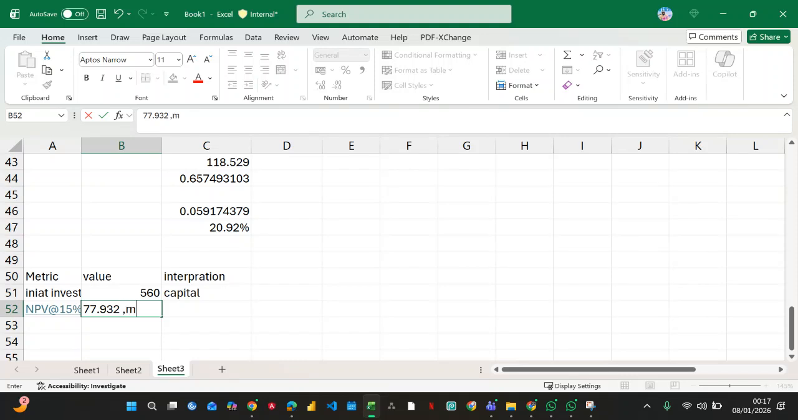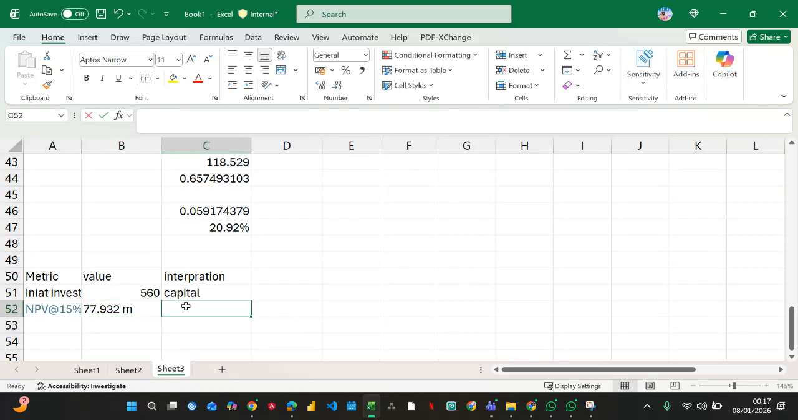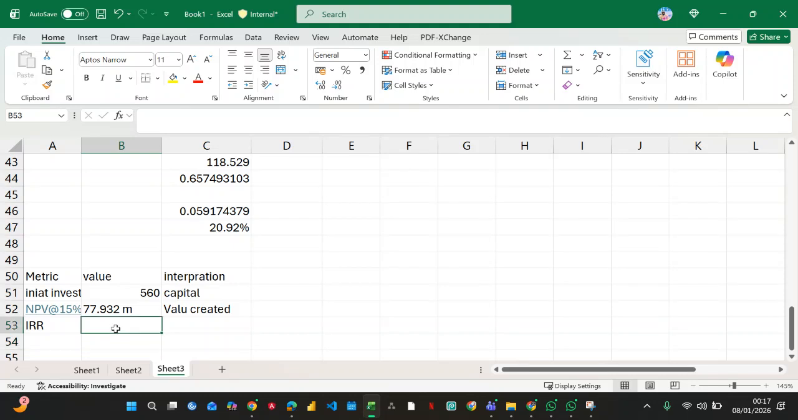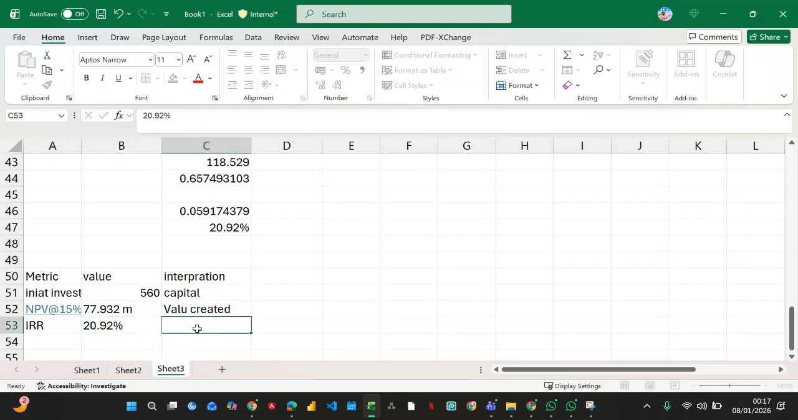NPV at 15%. You understand? So what did you get at this? You got 17 point 77.932 million. Just put million there. Then what is this value?